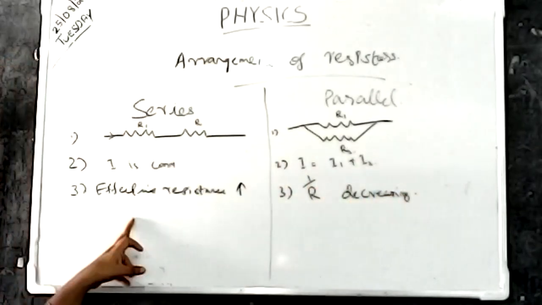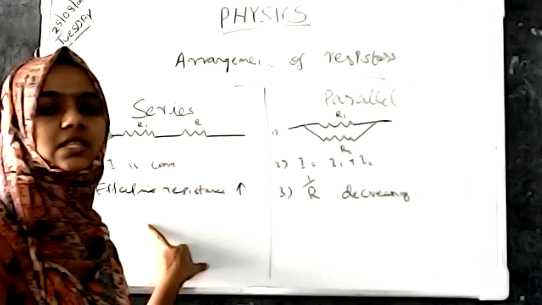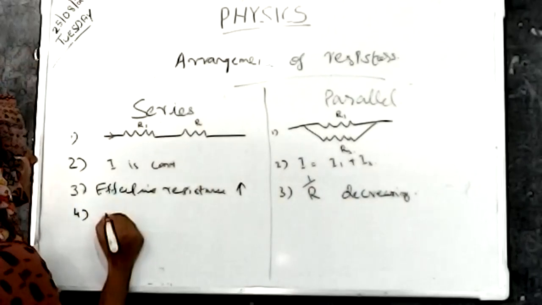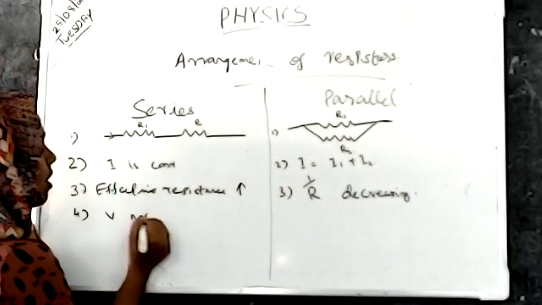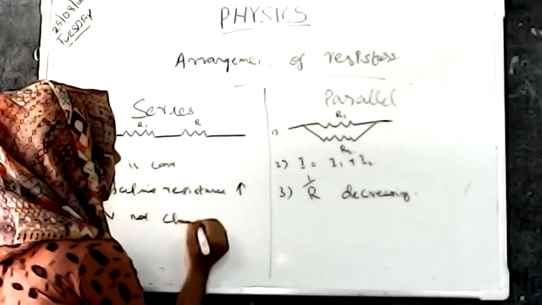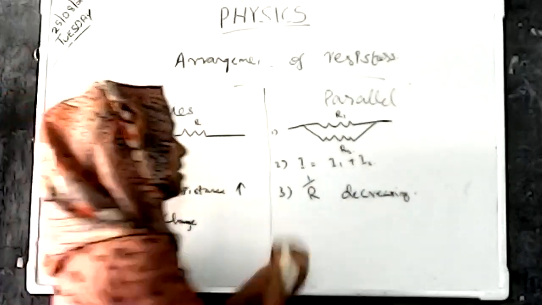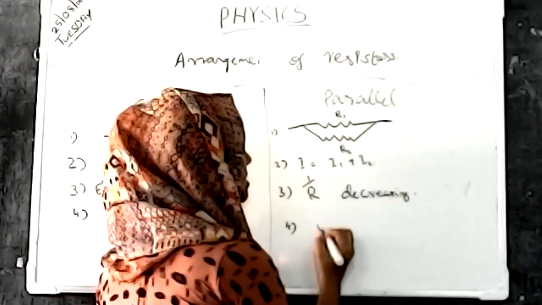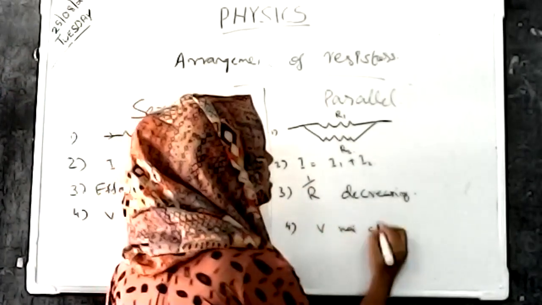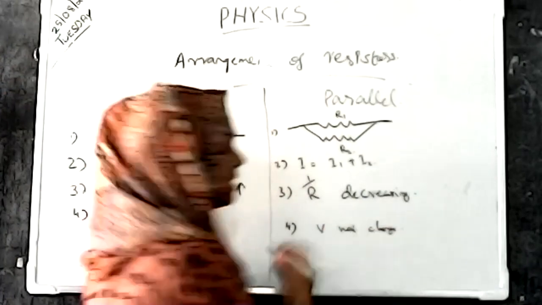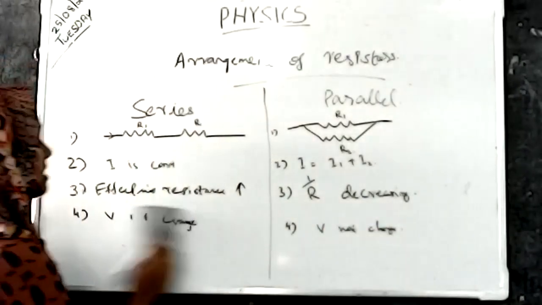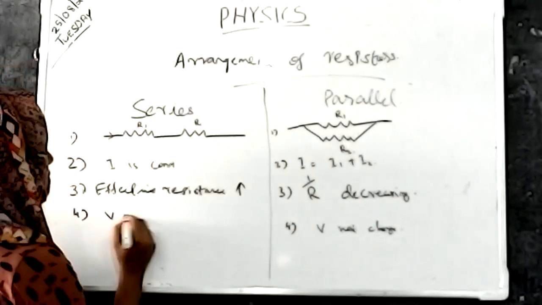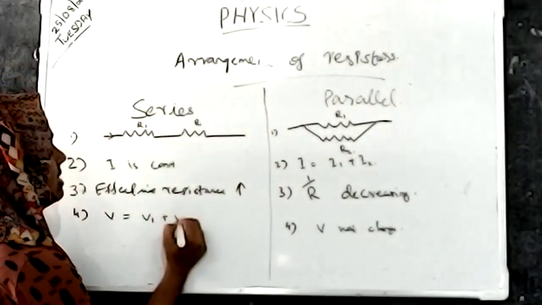And in the series connection the potential difference is the same. There is no change in the potential difference. And in the parallel connection, V does not change, and in series connection V is V1 plus V2. V changes and V is V1 plus V2.